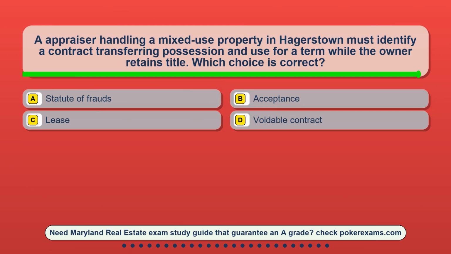Question 11. An appraiser handling a mixed-use property in Hagerstown must identify a contract transferring possession and use for a term while the owner retains title. Which choice is correct? Option A, statute of frauds. Option B, acceptance. Option C, lease. Option D, voidable contract.